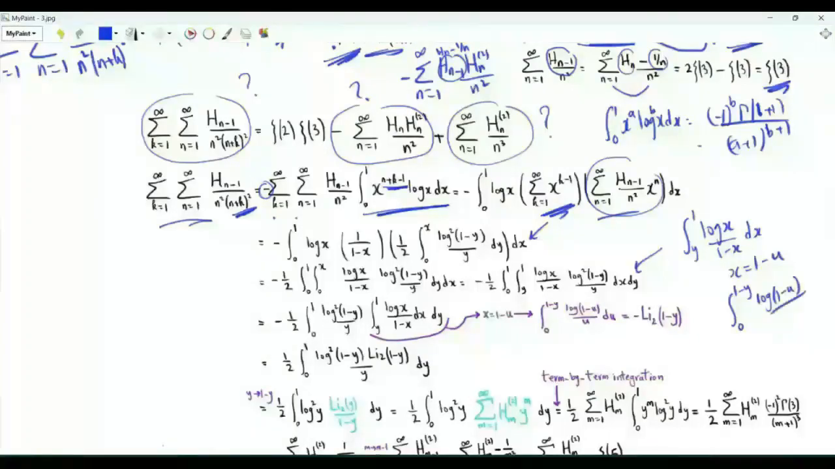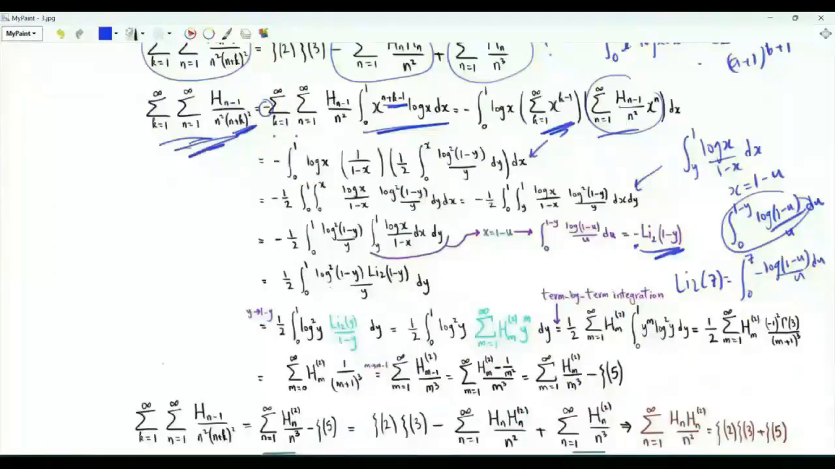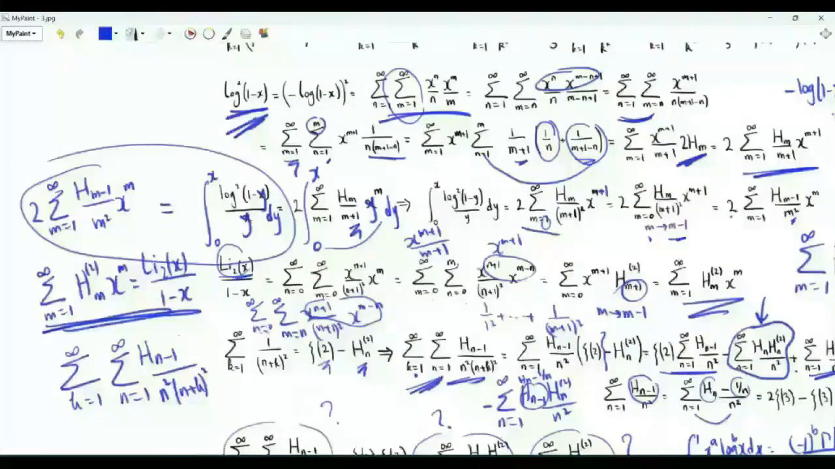Log x becomes log(1 − u). 1 − x is u. The dilogarithm of z is the integral u from 0 to z of −log(1 − u) over u. So this integral is minus the dilogarithm of 1 − y. This double sum is equal to this integral. Change y to 1 − y. Now we have this ratio, the dilogarithm of y over 1 − y. And we have a series representation for it.